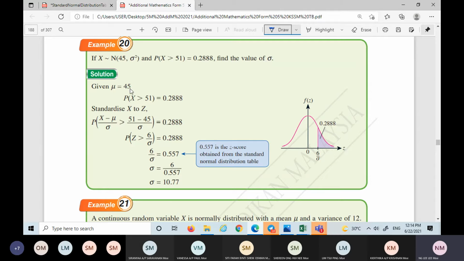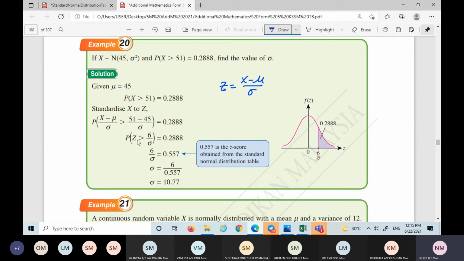So mu is 45, which is the mean. We start with this. Remember to change to Z score. If you don't change to Z score, you cannot use this table. So how to change to Z score? The formula: X minus mu, divided by sigma. So X minus 45, divided by sigma. Sigma we don't have, it is the one you want to find. That's why you just write sigma.